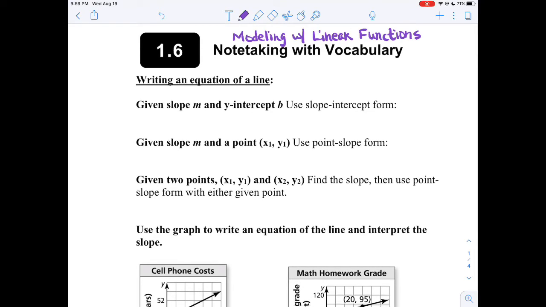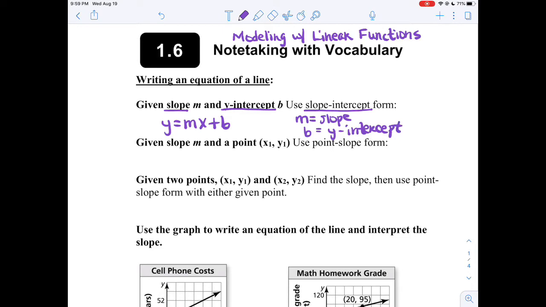So if we're given the slope of a line and the y-intercept, then there's a specific form of the equation that we can write really easily called the slope-intercept form. The slope-intercept form of a line is y is equal to mx plus b. And in that equation, m is our slope and b is the y-intercept.